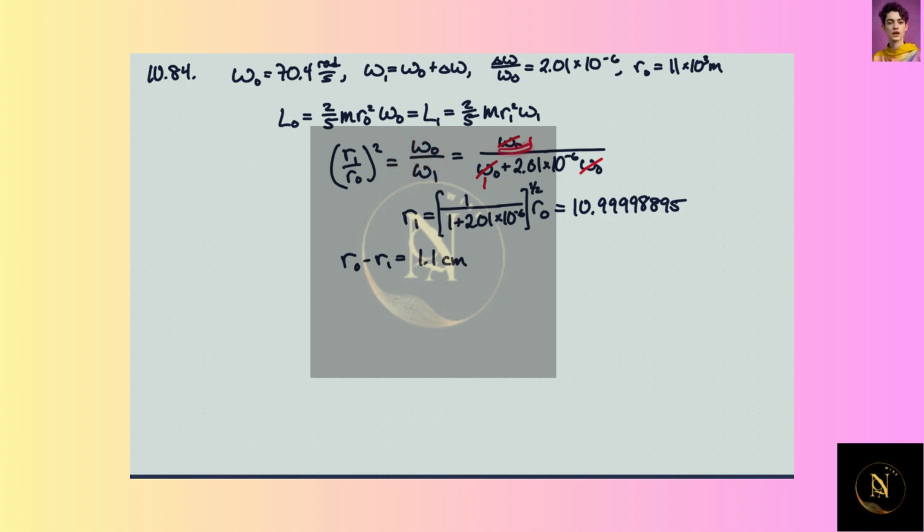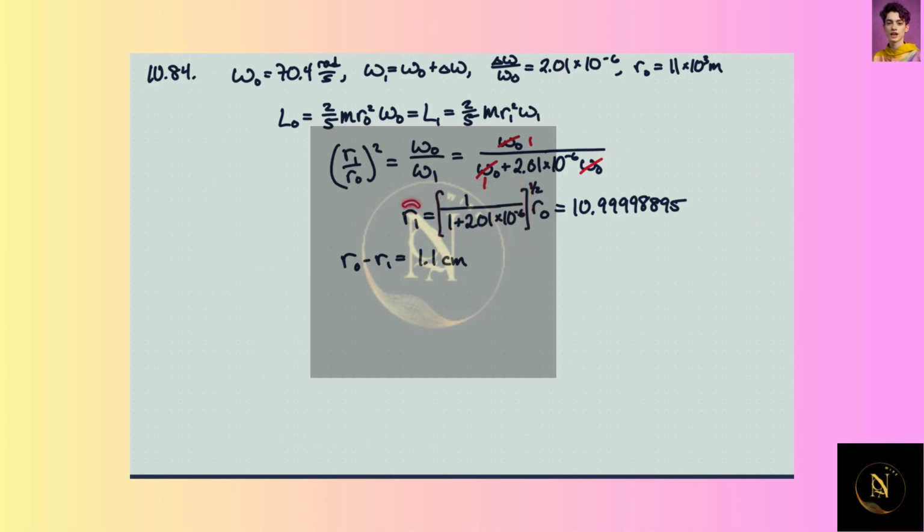So we have omega naught, and we can divide by omega 1, which is just omega naught plus delta omega. So we can plug that all in. And we know delta omega is this times omega naught, so the omega naughts cancel out here. And so we get R equals 1 over 1 plus 2.01 times 10 to the minus 6, to the 1/2, times R naught. And this thing here is very, very close to 1.